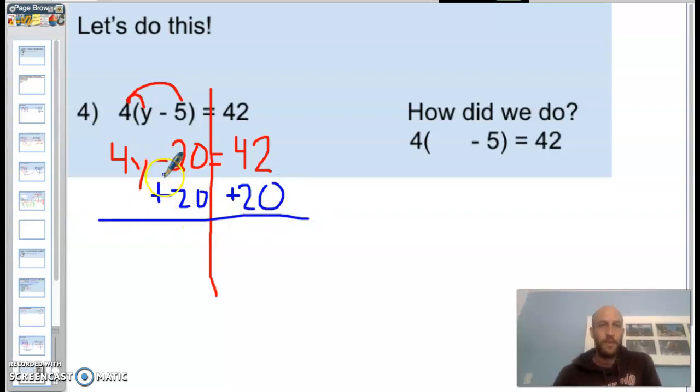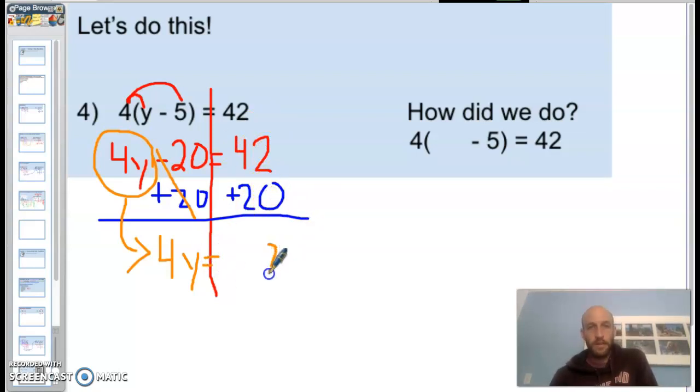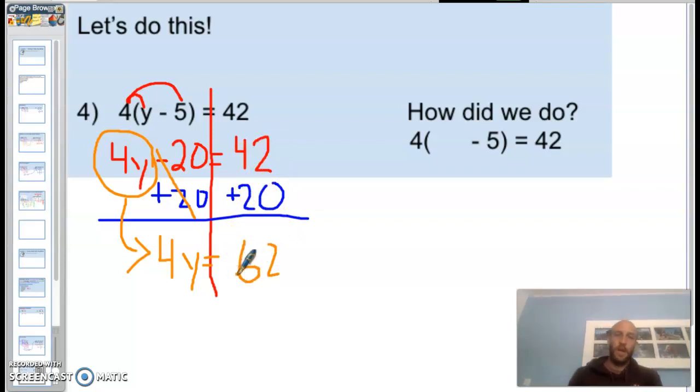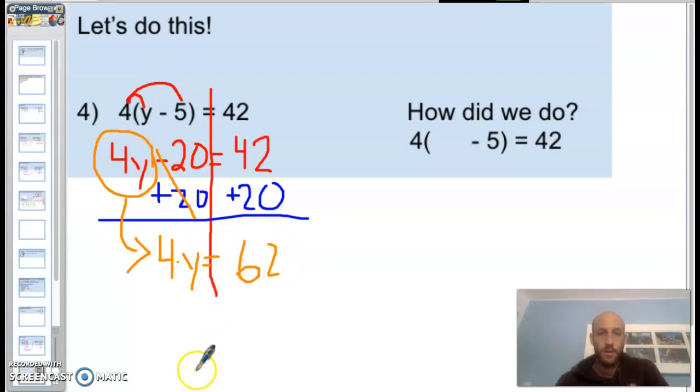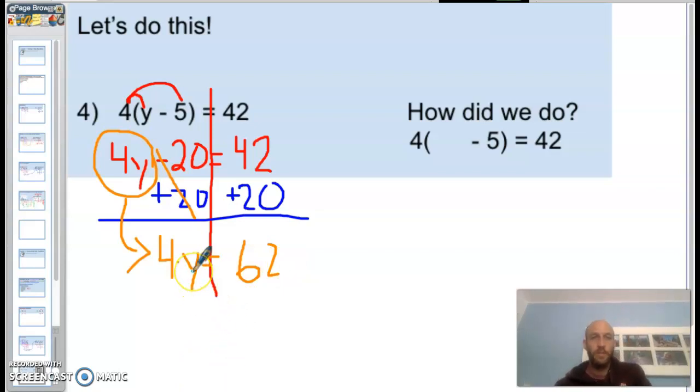Okay. Negative 20 and a positive 20, well, those cancel each other out, and I get 0, which is exactly what I wanted to happen because now I know that all I have left is 4y. And that will tell me what 4y is equal to when I add these two. 42 and 20 makes, well, 2 and 0 is 2, 4 and 2 is 6. Okay, this says 4 times what equals 62.